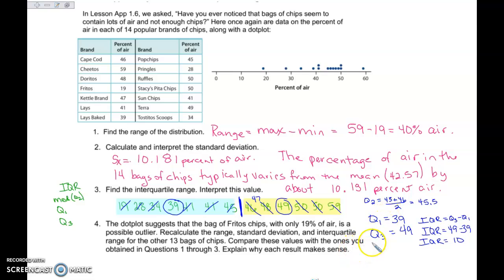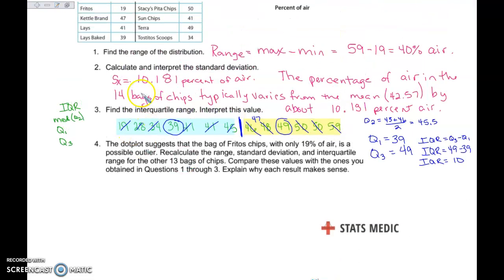I'm running out of room, so let me see if I can move this down a little bit to be able to explain it. Okay, so to be able to explain number 3, we're just going to write it down here.